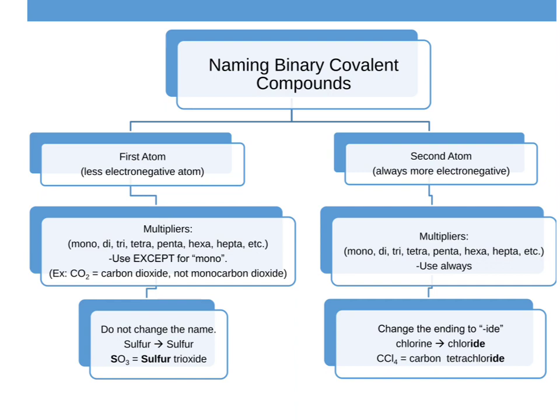Now for the second atom, the more electronegative one, you do use multipliers, and you use them always. If there's only one, you say mono. If there's 7 of them, you say hepta. You use the multipliers for every single second thing, however many there are.